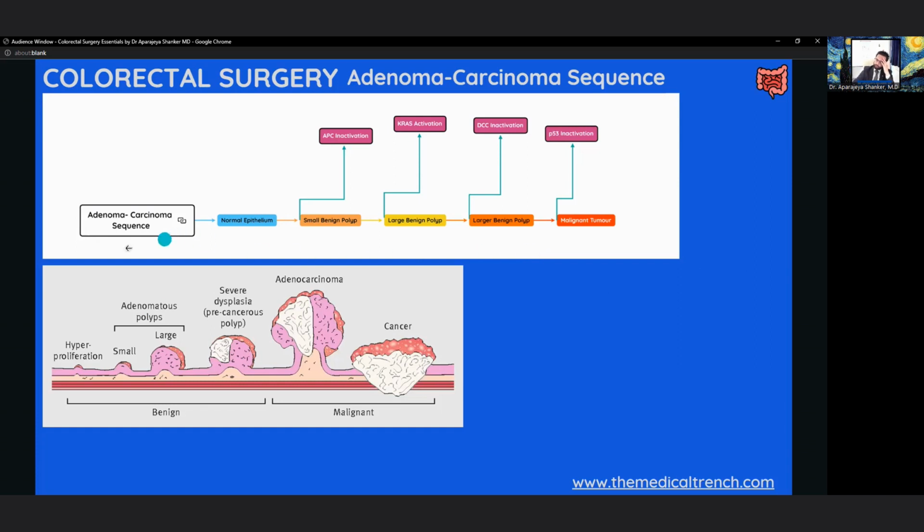Okay. So if you're going to try to understand the adenoma-carcinoma sequence, remember that normal epithelium, because of APC inactivation, becomes a small benign polyp. And then the cells in the small benign polyp undergo KRAS activation, which is the activation of a proto-oncogene or an oncogene. And then that becomes a large polyp. And then the subsequent inactivation of further tumor suppressing genes like DCC and P53 is what causes the development of carcinoma.